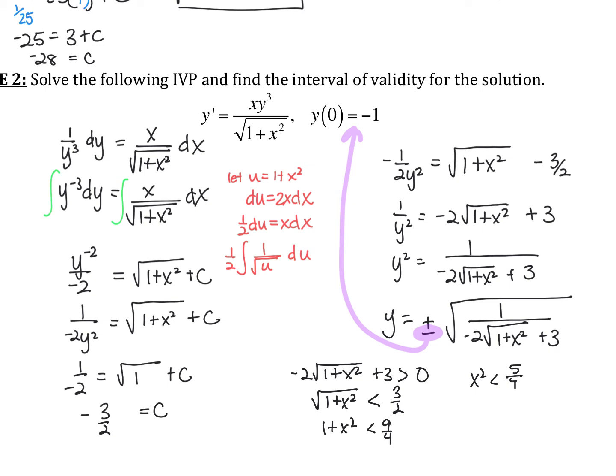Square root of that. Root 5 over 2. We know x needs to be less than root 5 over 2, but greater than negative root 5 over 2. So this would be my interval of validity.